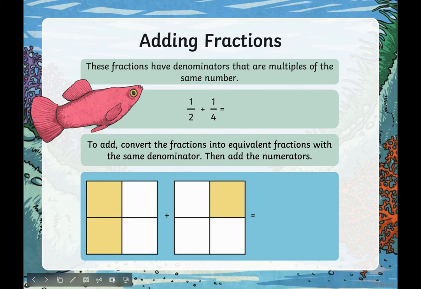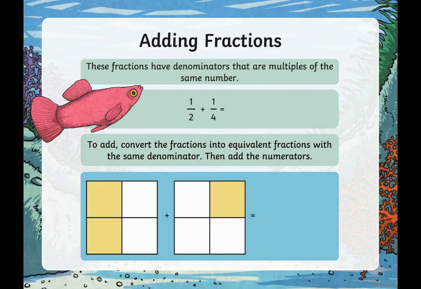So in this first example here, these fractions have denominators that are multiples of the same number, but we notice that our denominators are not the same. We've got 1/2 and 1/4, so those are different. To add, you have to convert the fractions into equivalent fractions with the same denominator, and then you're going to add the numerators. So you have to ask yourself, well, the 1/4 is already in lowest terms. I can't really make this number any smaller, so I'll have to make the 1/2 bigger.